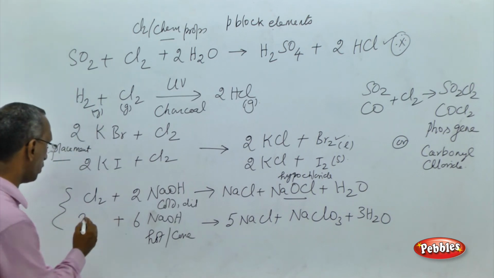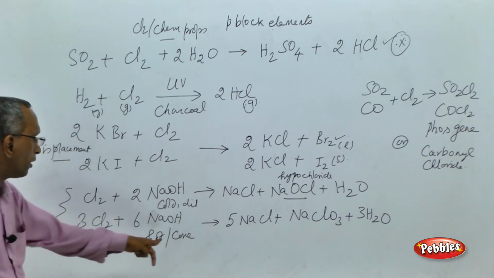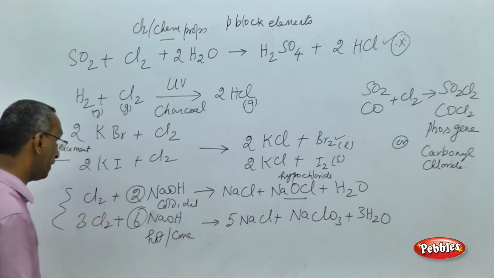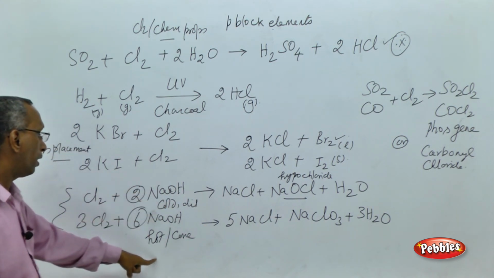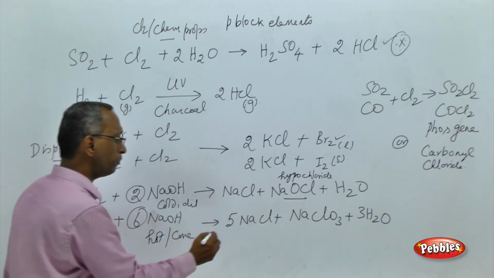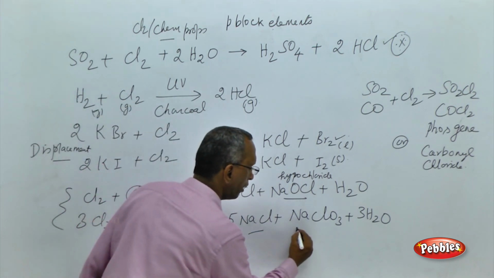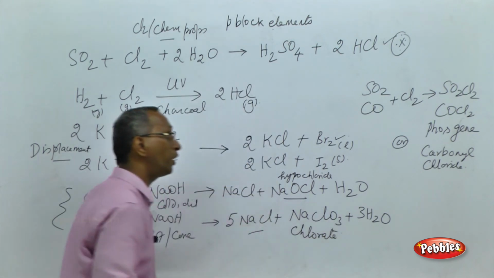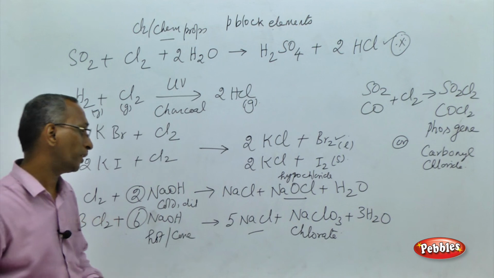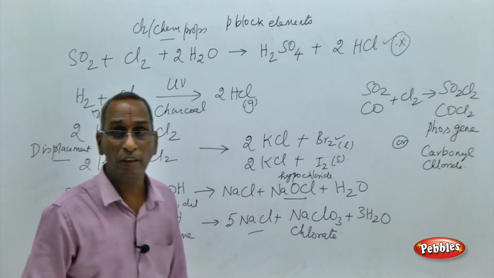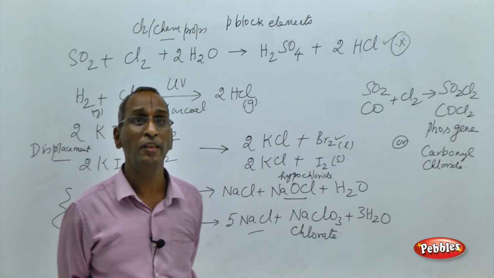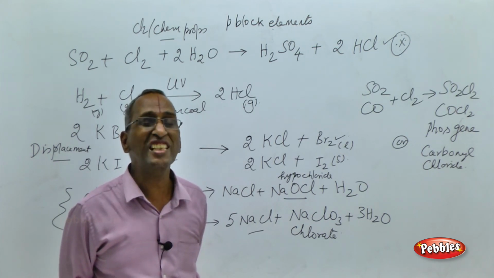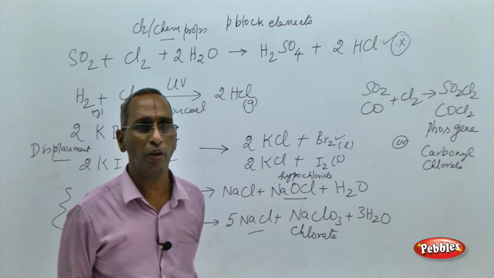Whereas the same chlorine, when it reacts with hot concentrated alkali, concentrated means 6 moles. Here only 2 moles. Dilute means 2 moles. Cold, hot concentrated alkali. Here it forms sodium chloride, and this is called sodium chlorate, with the formation of 3 moles of water in liquid form. These are some of the important reactions. Now we will see some halogen oxy acids and their importance in brief.